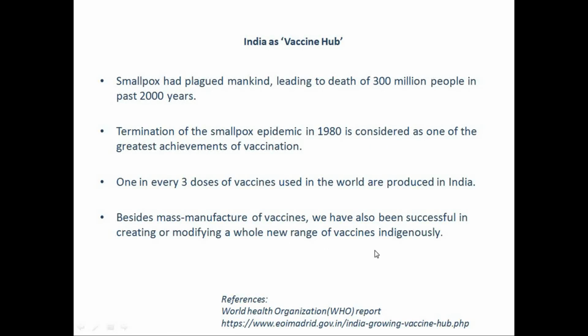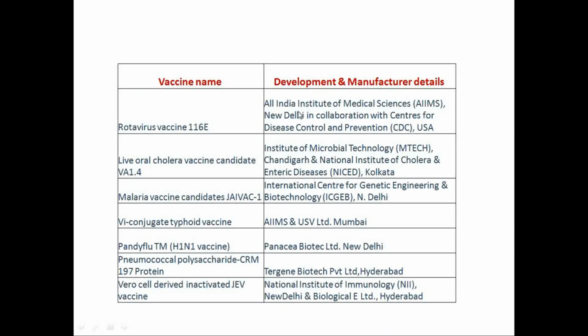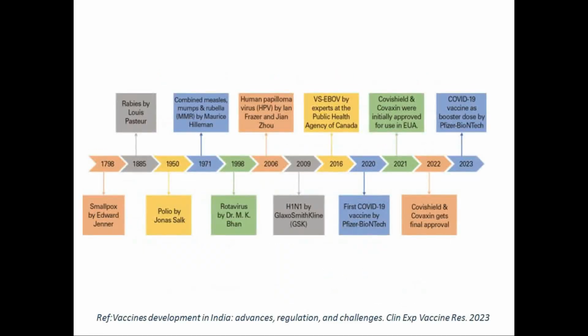In addition to mass manufacturing, India is also involved in creating as well as modifying different kinds of vaccines indigenously. These are some of the research institutes as well as manufacturing companies involved in the development of a few of the vaccines listed here, which includes rotavirus, cholera, malaria, as well as pneumococcal based vaccines. Here we have different kinds of prominent institutes like All India Institute of Medical Sciences, the National Institute of Immunology, and ICGEB. In addition to that, we also have different kinds of industries involved in the development as well as the production process.